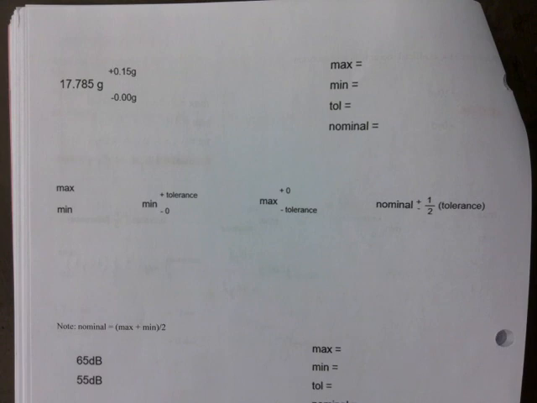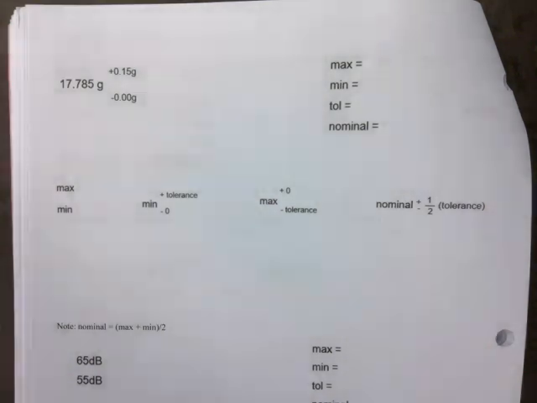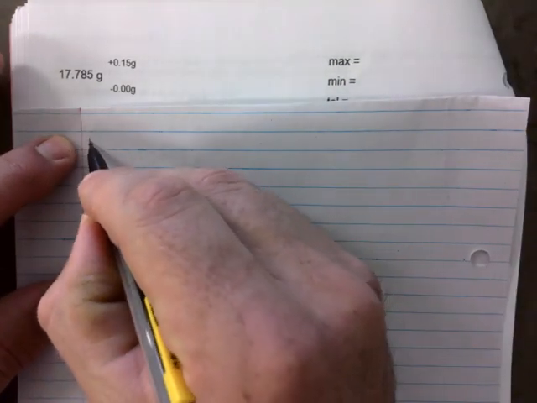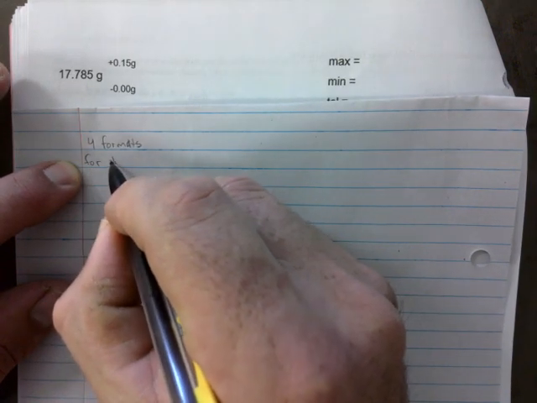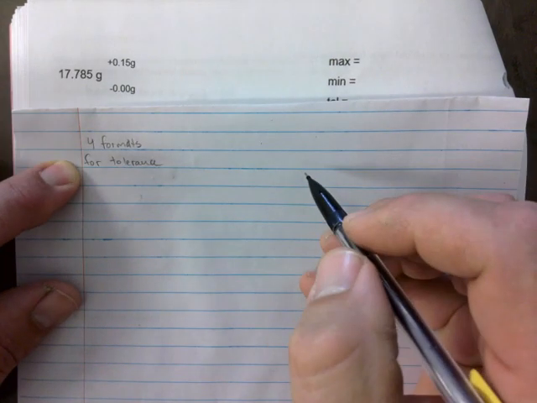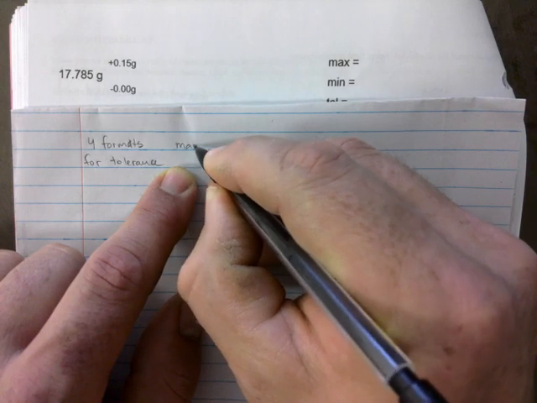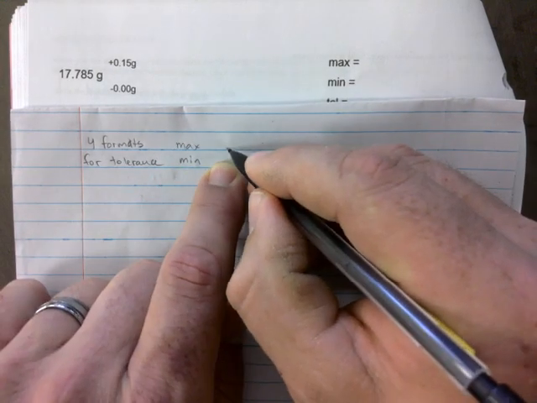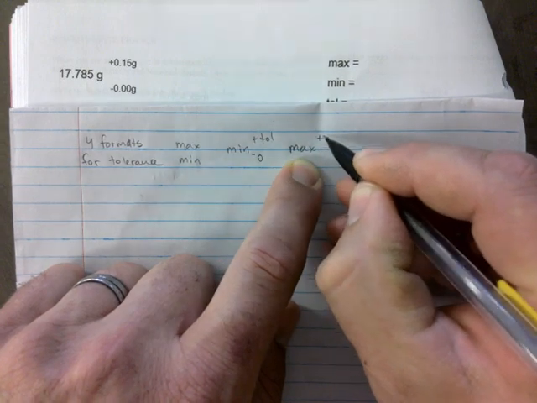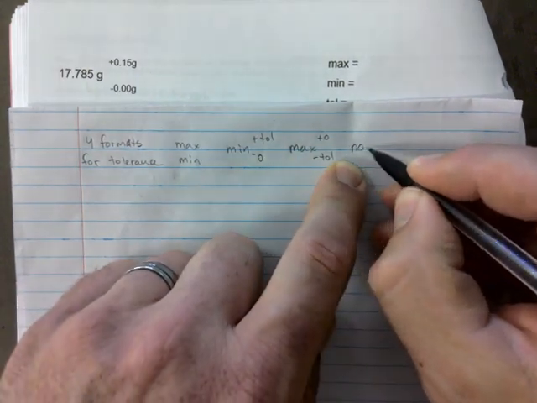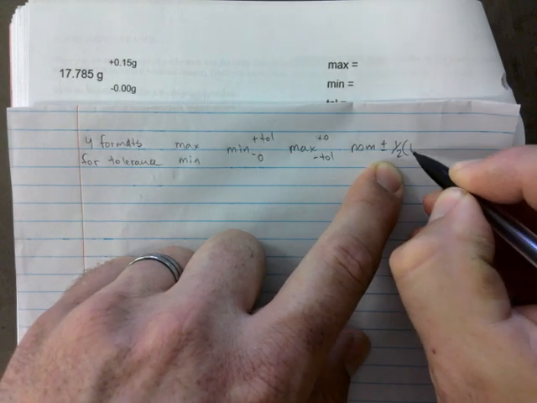If you have some time, add it to your study sheet, right? So, should I do that for you? On my study sheet, I'm just going to give you an idea, and you can improve, right? But I would have the four formats for tolerance. And then I would have max, min. I would have min minus zero plus tolerance. I would have max plus zero minus tolerance. And then I would have nominal plus or minus 1/2 tolerance, right?